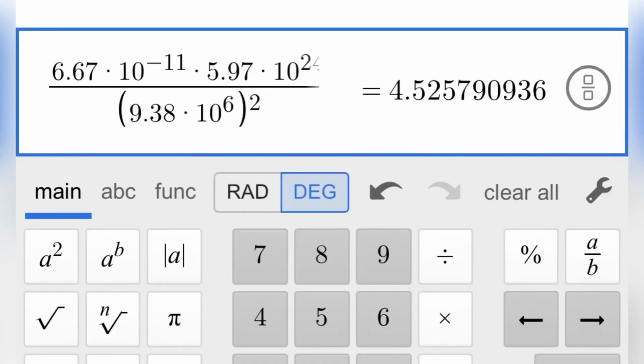After doing the equation, at 3 million meters from the surface of the Earth, an object will fall at 4.5 meters per second squared, as opposed to on the surface of the Earth, where it was 9.78, which is a pretty significant difference. So that's the formula for determining the acceleration based on the distance of an object relative to the Earth, and the rate of acceleration of it falling towards the Earth based on its gravity.